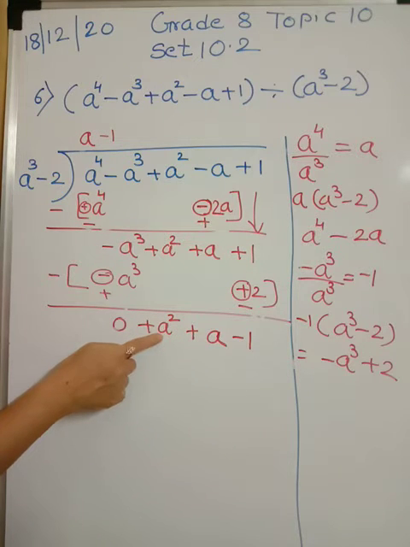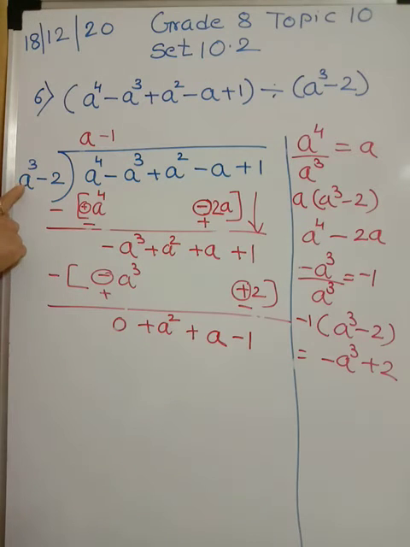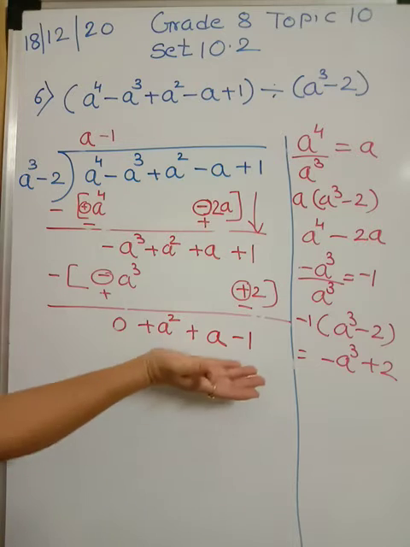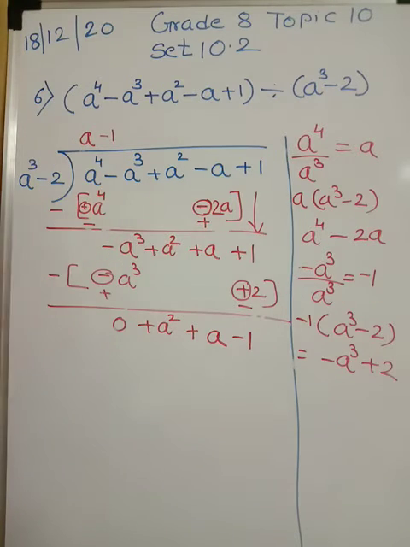Now look at the remainder. We have a square and here the divisor is a cube. So the index of the divisor is more compared to that of the remainder. So you cannot further divide this. So stop it over here. So this itself is your remainder and this is your quotient.